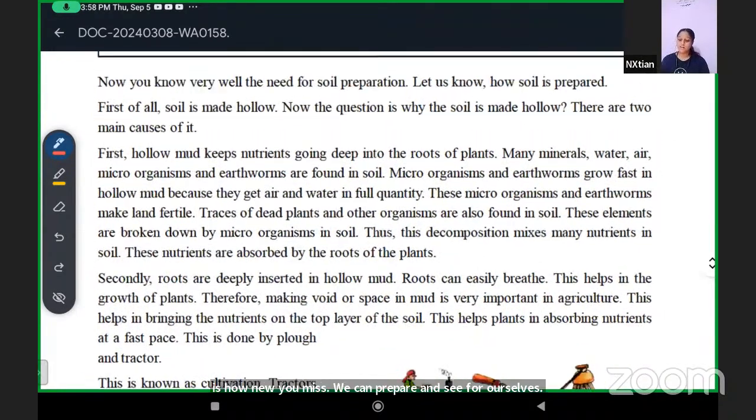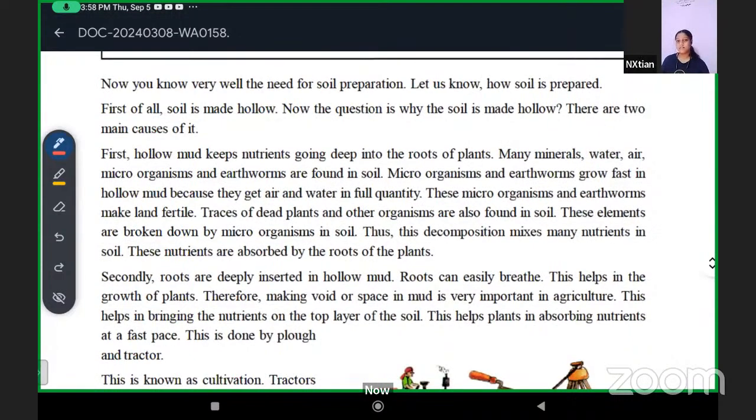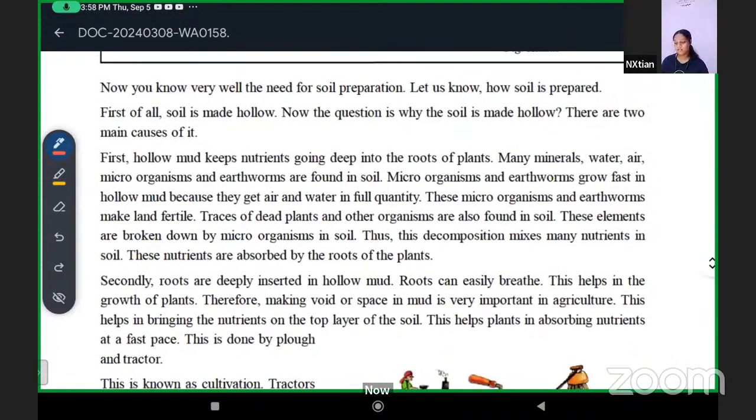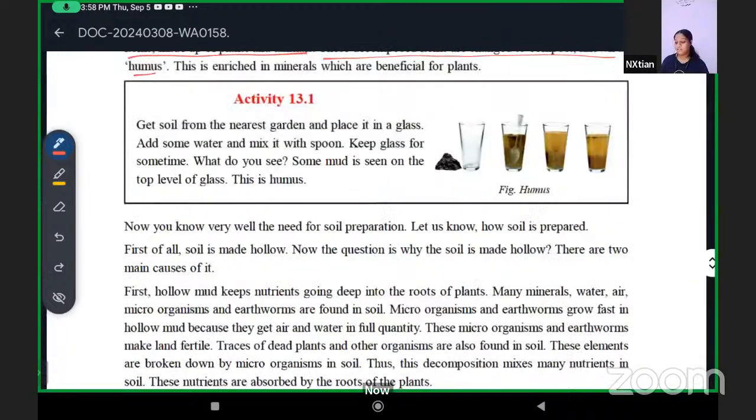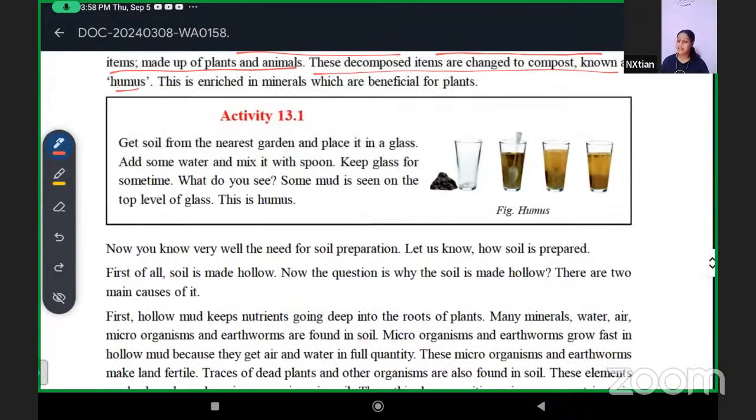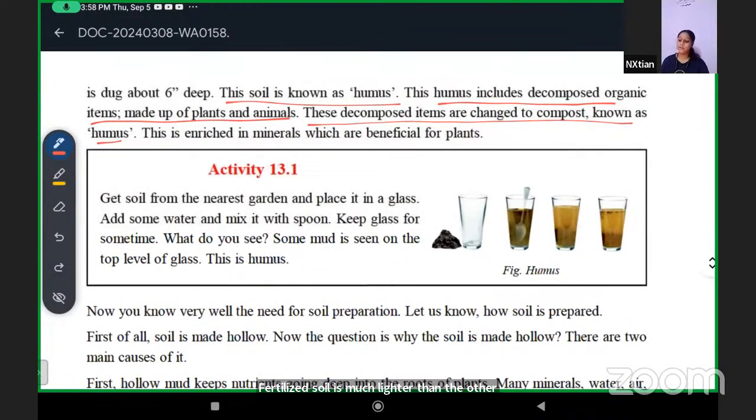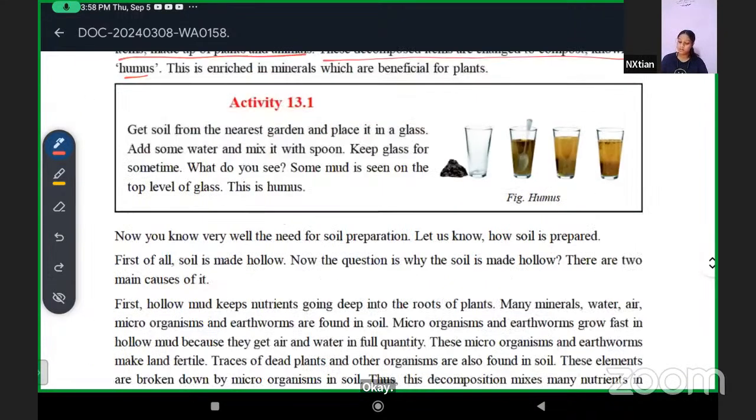Now, isn't that because the fertilized soil is much lighter than the other soil? Yes, it's because it has decomposed organic items in it. But won't that make it heavier? No, it won't make it heavier, because that is completely decomposed in the soil. No remains, completely decomposed.